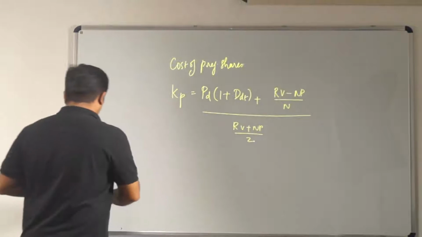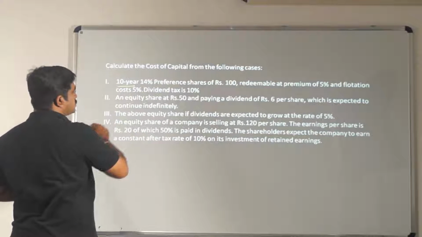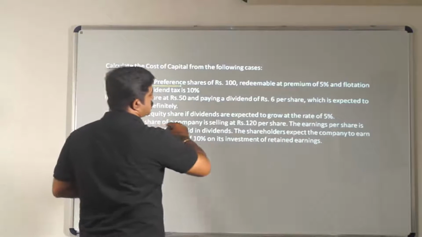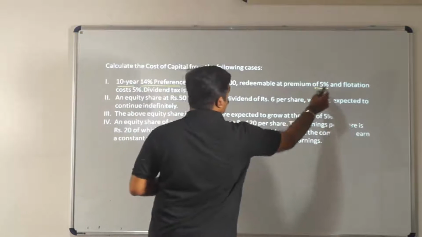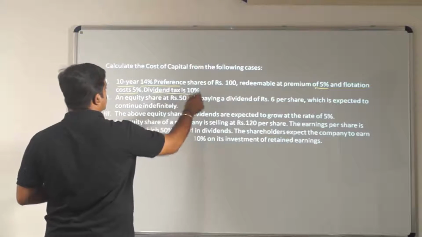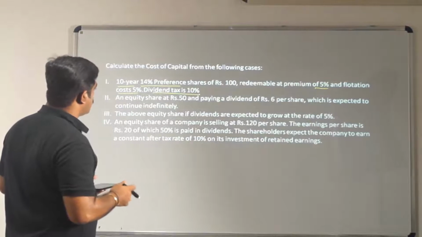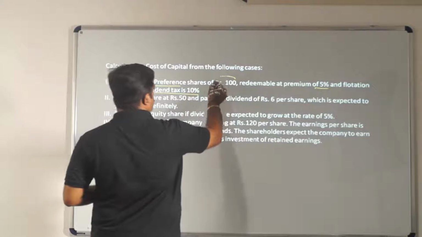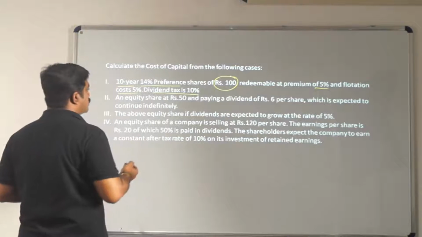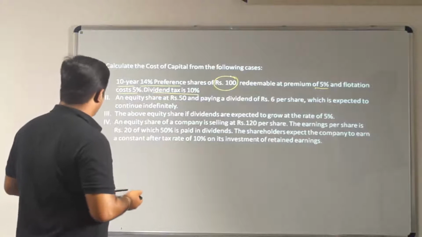Now in this problem, if you look at it, we have life as 10 years, cost is 14%, redeemable at a premium of 5%, then flotation cost is 5%, dividend tax is 10%. So we have almost presence of each and every element. So what is the value per share? It is 100. So 100 into 14%, 14 is going to be the preference dividend, right?